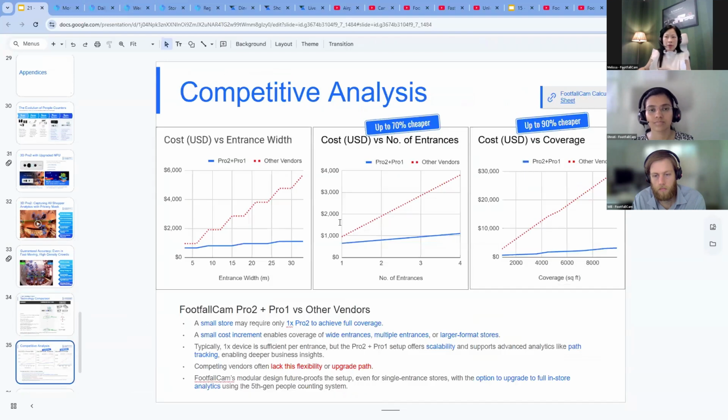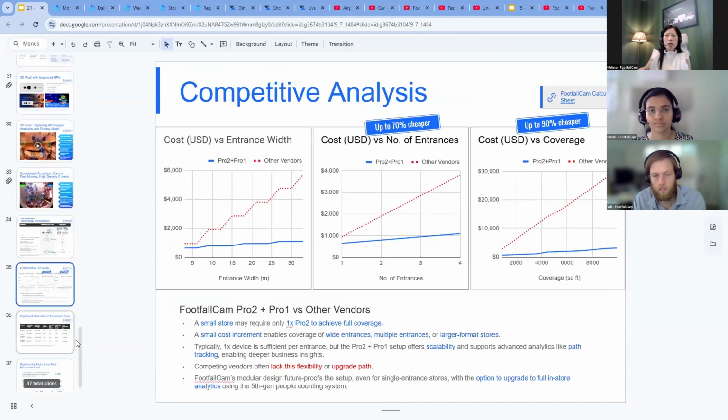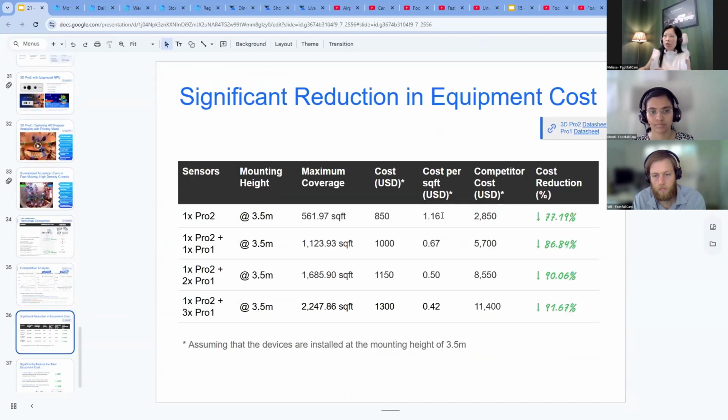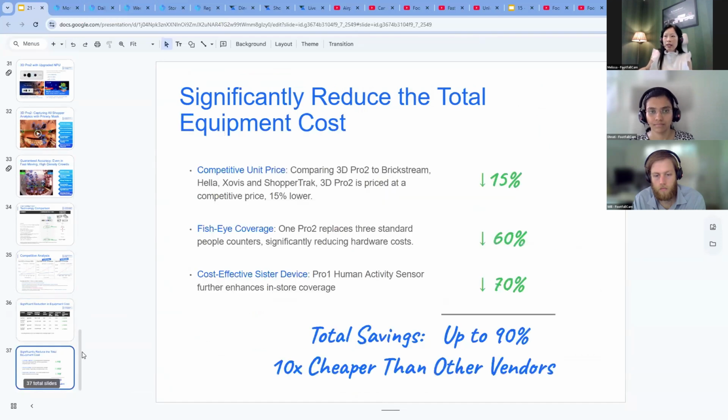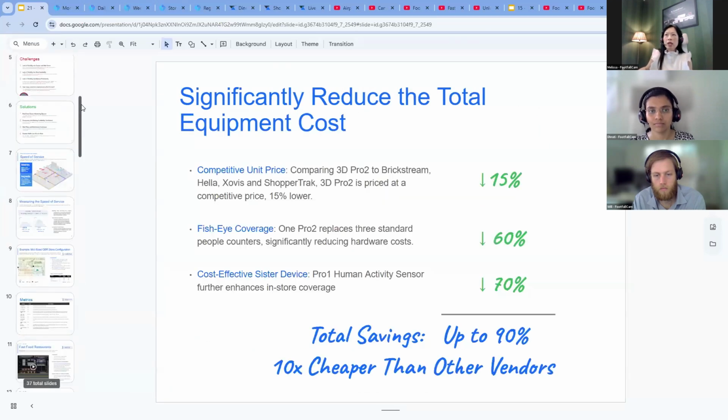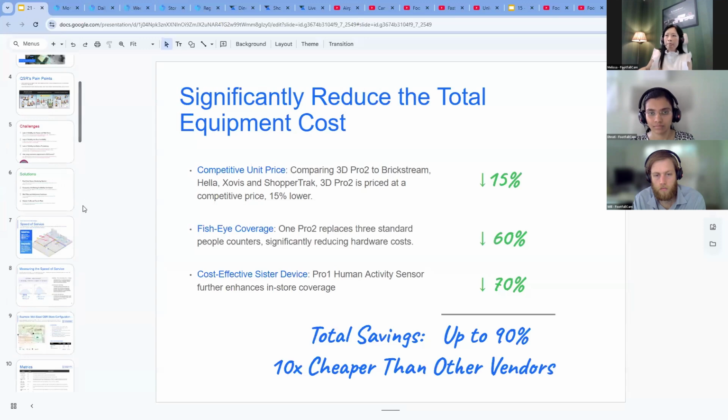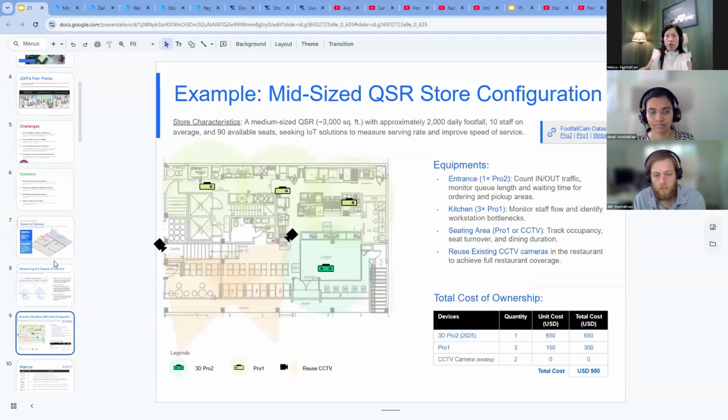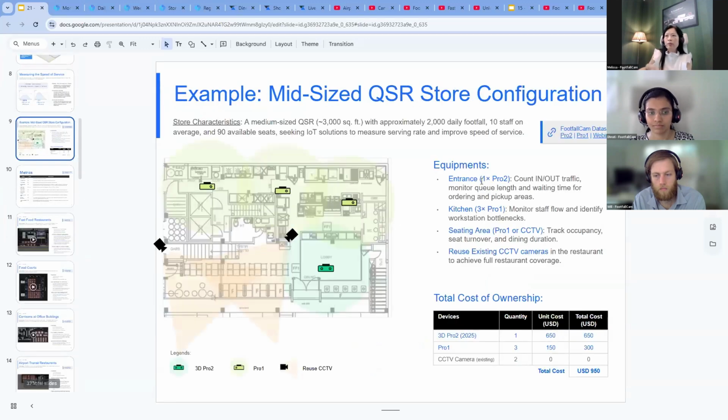So, talking about competitive analysis and all that, I won't cover too much here, and also how much it would be and how many devices it needs to cover at that coverage size. It's all in here, so I'll leave it there. Or you can listen to the webinar for a bit more detail.